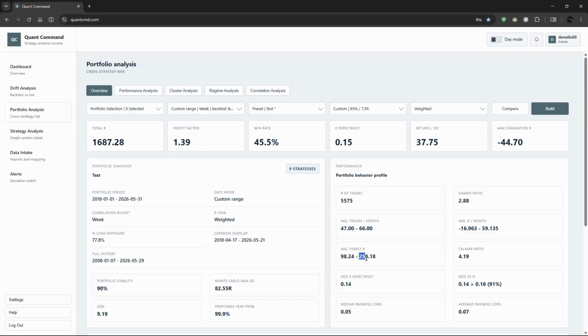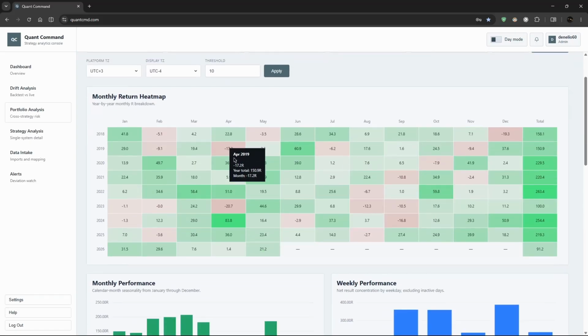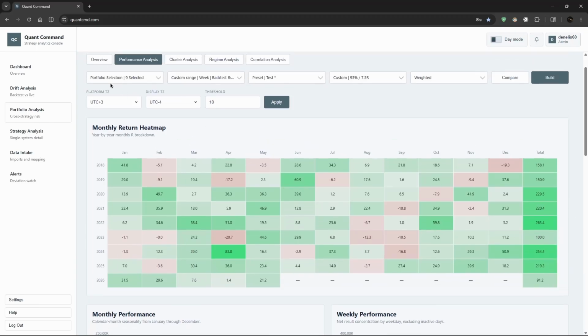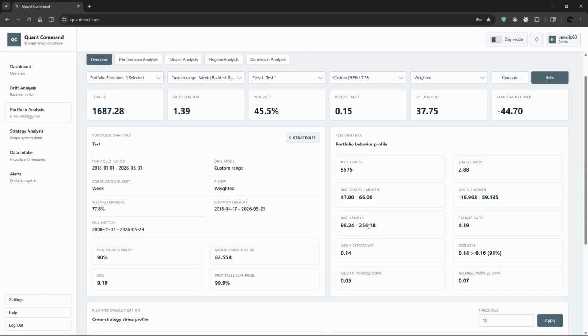On the higher end, I can expect about 256%. And if you look at the performance here, I made 220% in 2021, 263% in 2023, 100% in 2023. But overall, I can expect to make anywhere between this range a year.